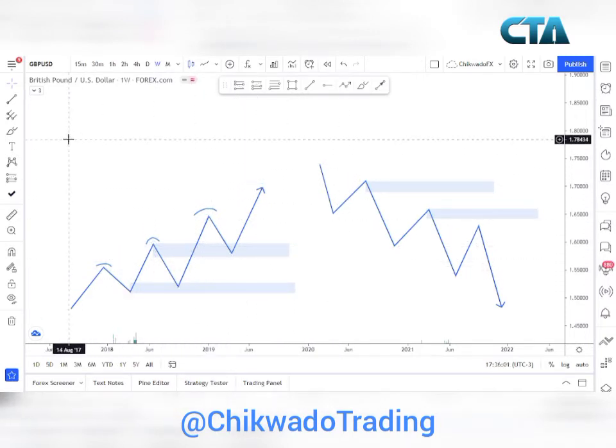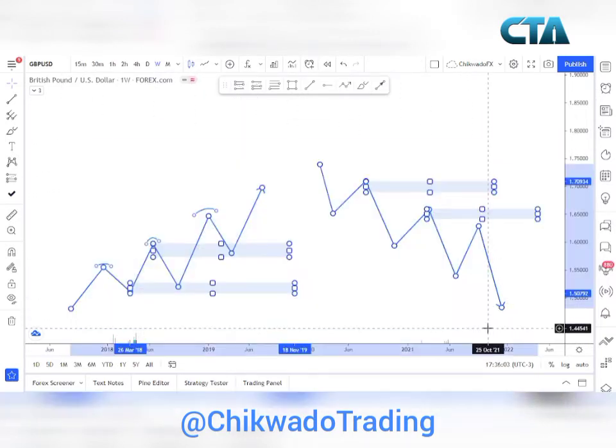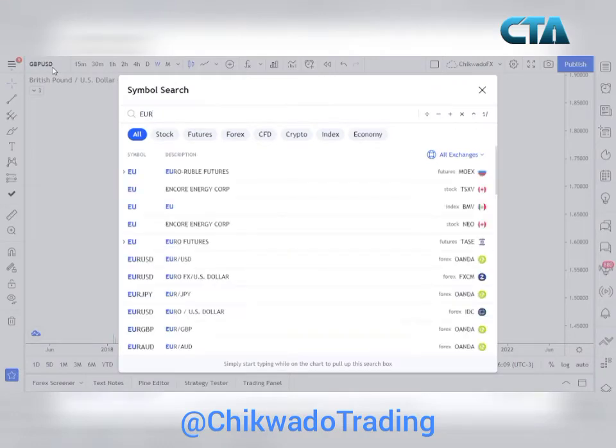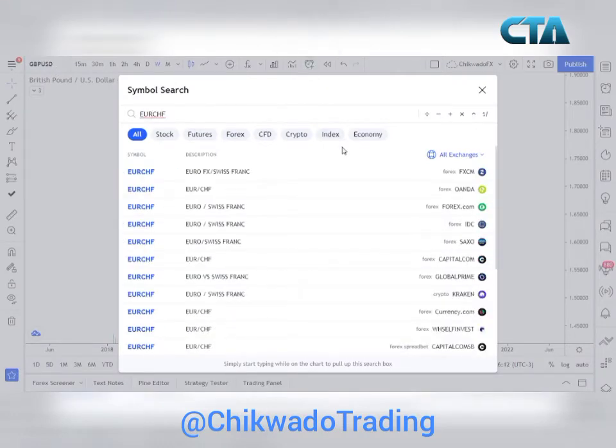So let me quickly take you to a real life chart and then show you this on a practical example, because I'm not loving the whiteboard. So let's move over to a real live chart.